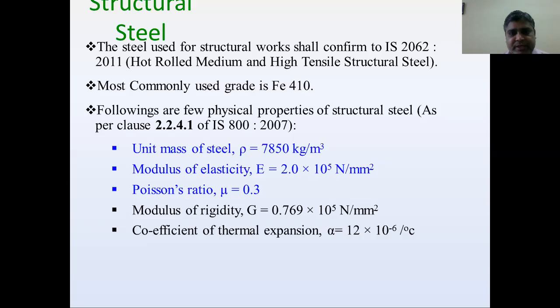Following are a few physical properties of structural steel as per clause 2.2.4.1 of IS 800/2007. Unit mass of steel, that is density, is equal to 7,850 kg per meter cube. Modulus of elasticity is equal to 2 into 10 to the power 5 Newton per mm square. Poisson's ratio, generally taken as mu, is equal to 0.3. Modulus of rigidity, G, is generally taken as 0.769 into 10 to the power 5 Newton per mm square. Coefficient of thermal expansion, alpha, is equal to 12 into 10 to the power minus 6 per degree C.